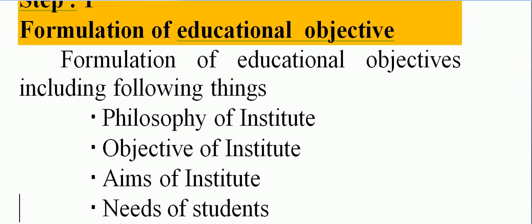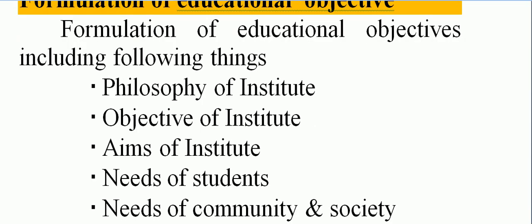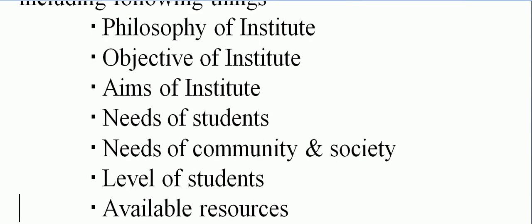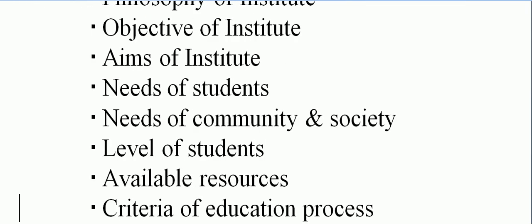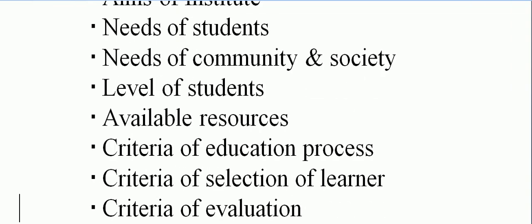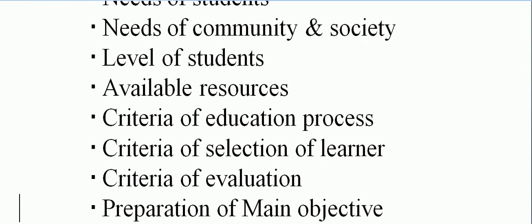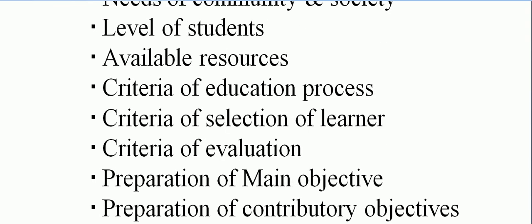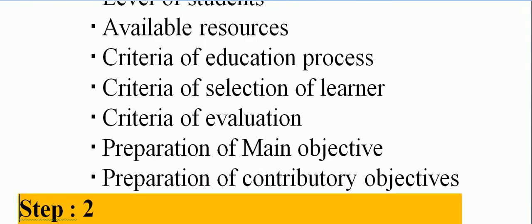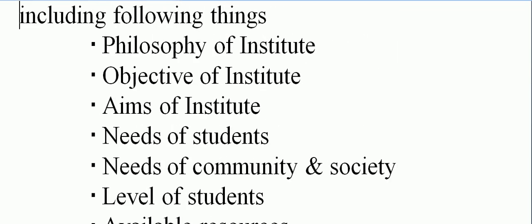Objective of the institute, aim of the institute, need of the student, need of community and society, level of the student, available resources, criteria of educational process, criteria of selection of learner, criteria of evaluation, preparation of main objective, preparation of contributory objective. It is the objective step.